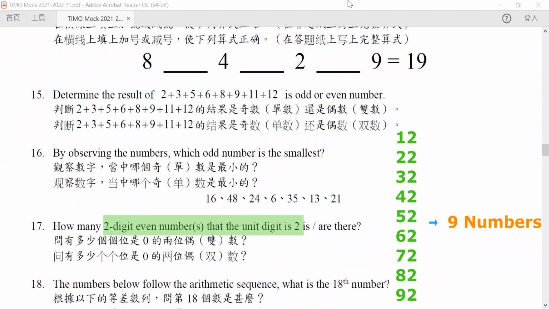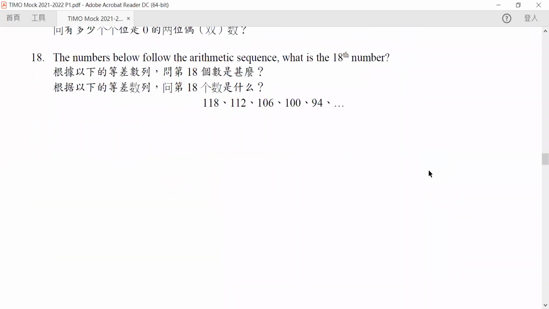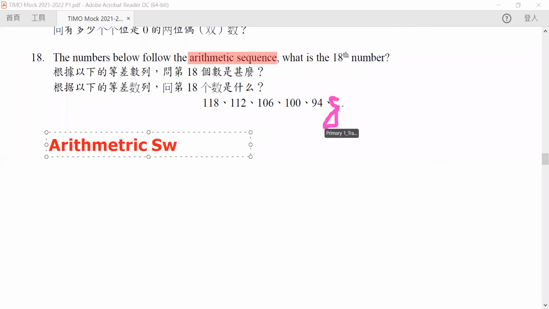Okay, so let's go to question 18. Now, this is an arithmetic series. What do we mean by an arithmetic series? An arithmetic series is a series in which all neighboring numbers have the same difference.